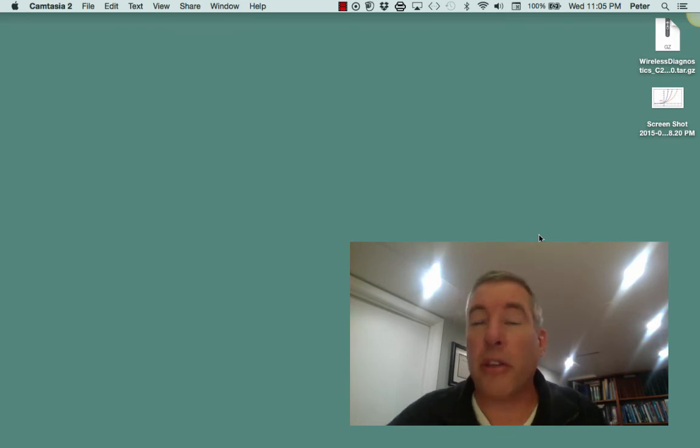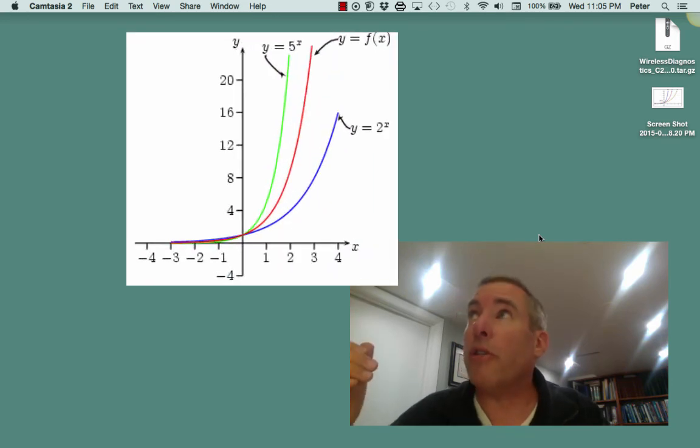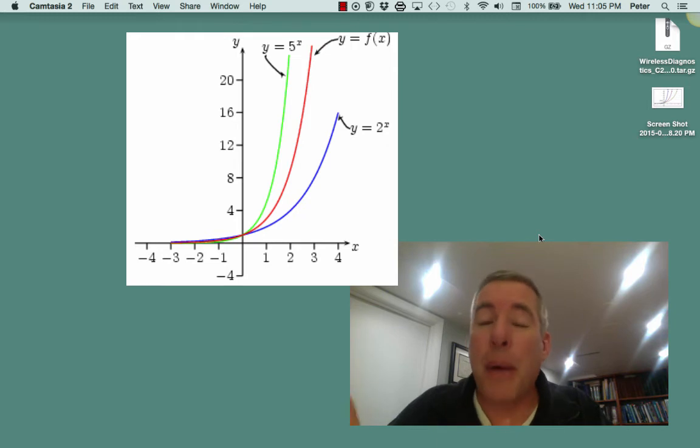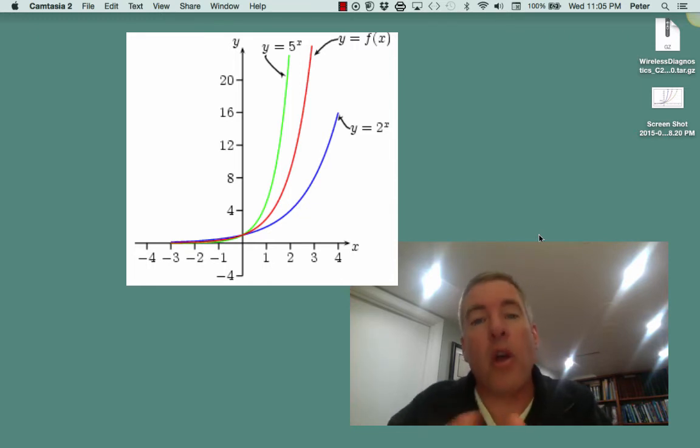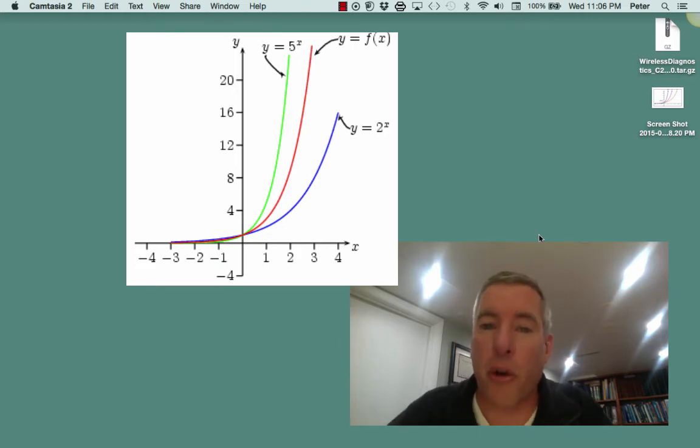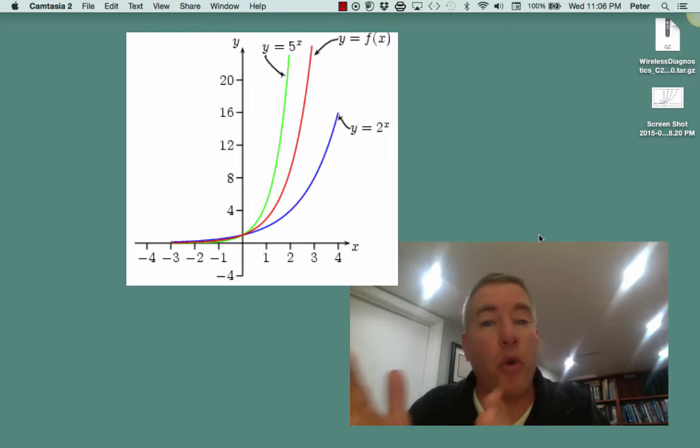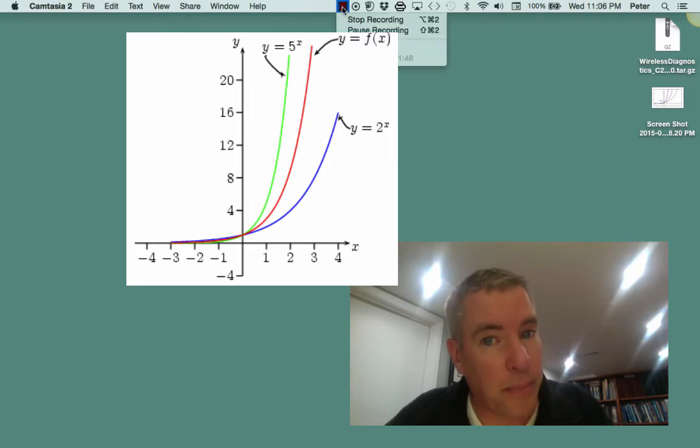So let's take a look at this second picture here, where you see that, depending upon the value of the base, how close you become to the y-axis. When it's 10 to the x, you're very close to the y-axis. But as the base is smaller, like 2 to the x, you're a little bit farther away. It all depends on the base as to how close to the y-axis you're going to be.